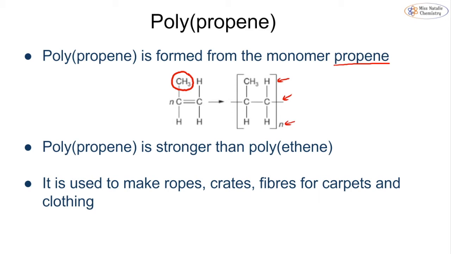Now, polypropene is slightly stronger than polyethylene, and it is used to make things like ropes, crates, or fibres for carpets, or even for clothing. So you may see polypropene in fibres when you're looking at a label to show what's in your clothing.